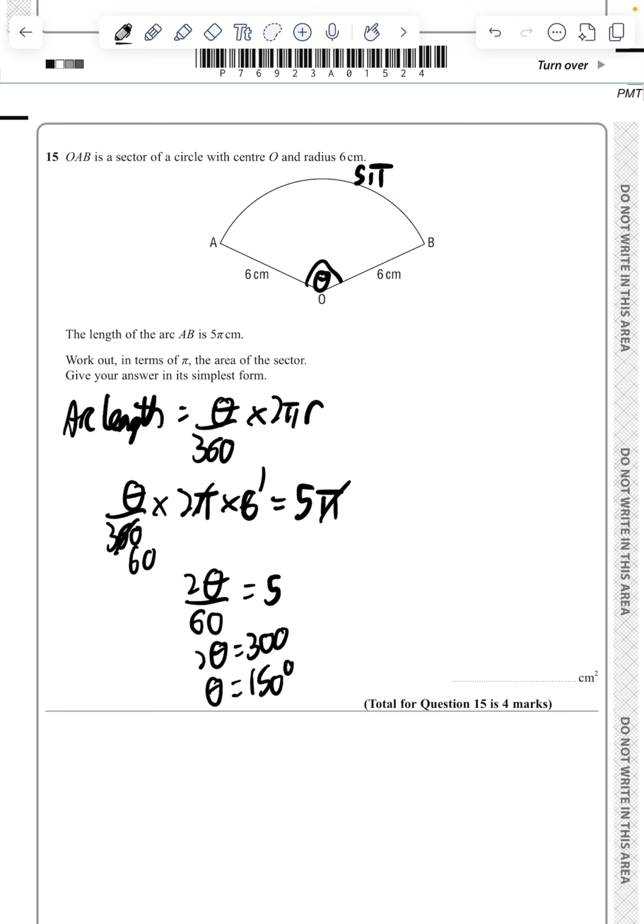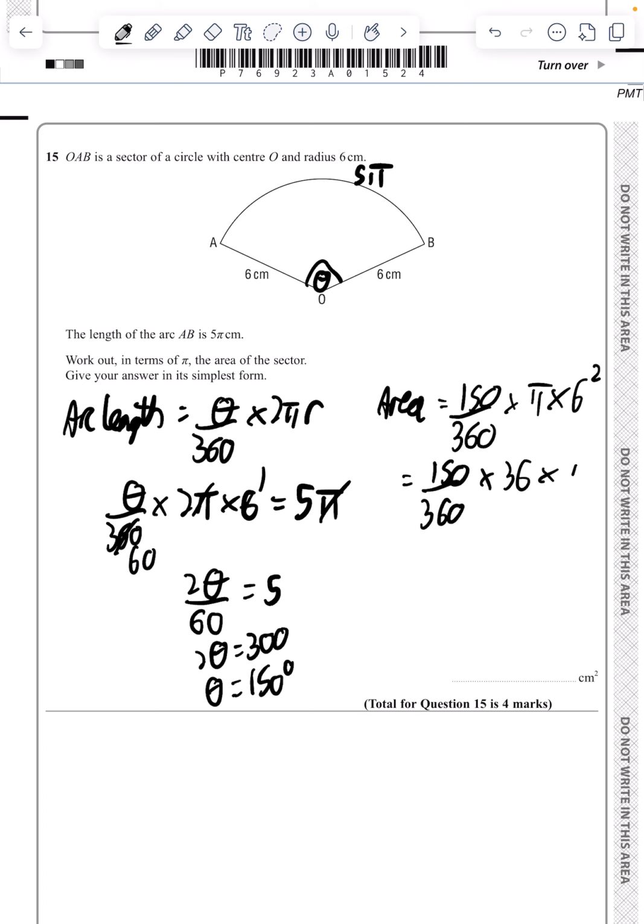Now you know theta, area, just use the area formula. So theta over 360, now again, because it's a non-calc, you've got to look for ways to cancel things. 6 squared is 36, that goes to 10, cancel this, so it ends up just being 15 pi. Nice and easy.